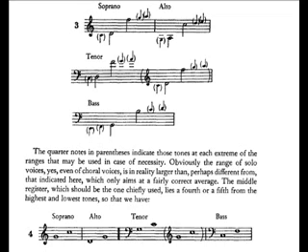The middle register, which should be the one chiefly used, lies a fourth or a fifth from the highest and lowest tones, so that we have.